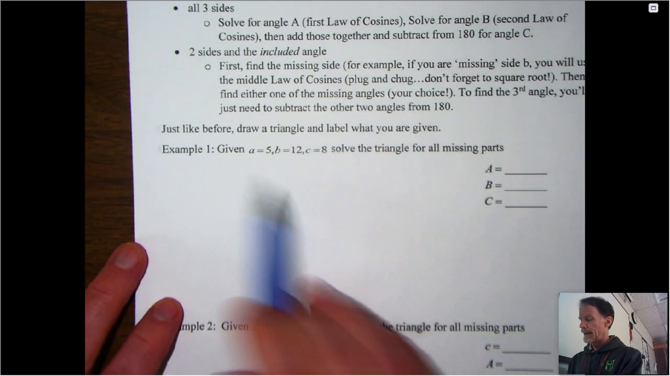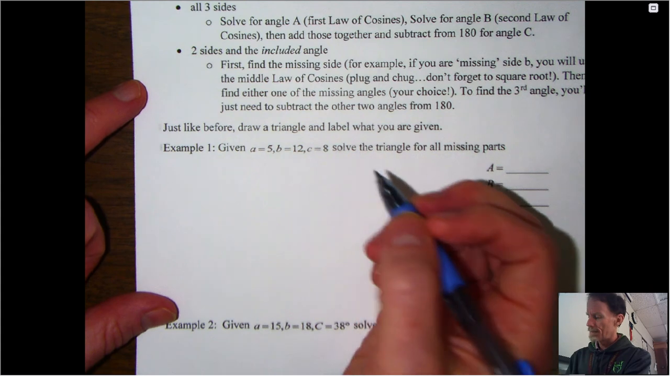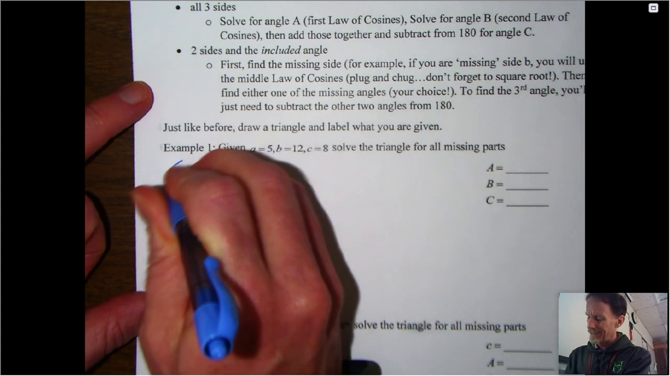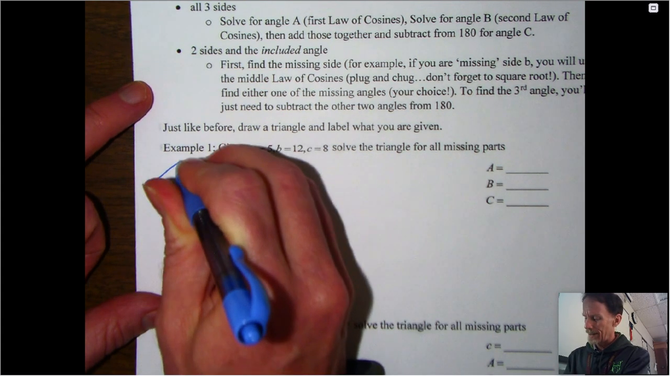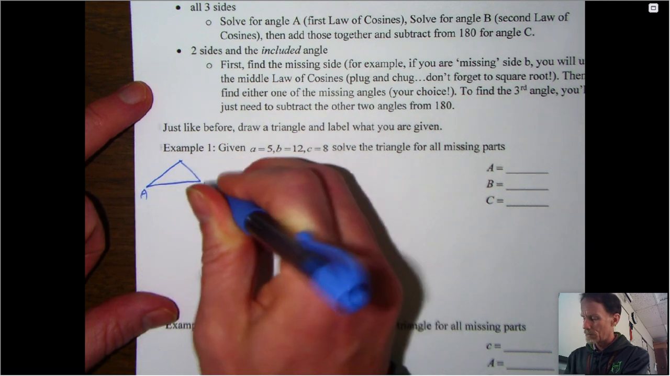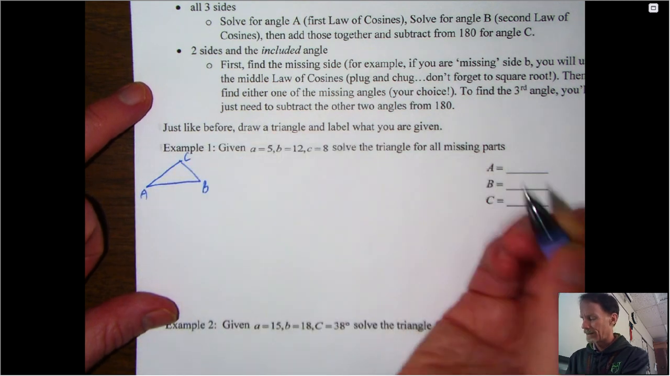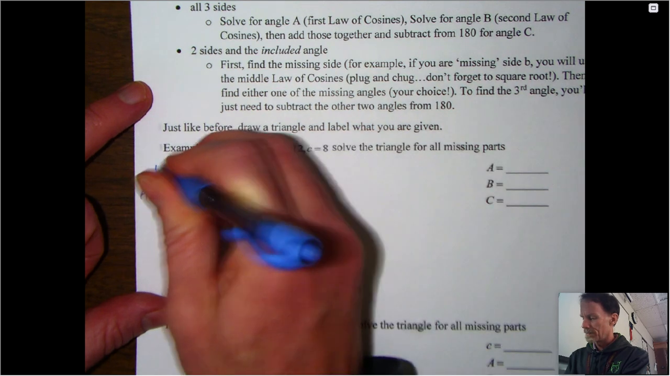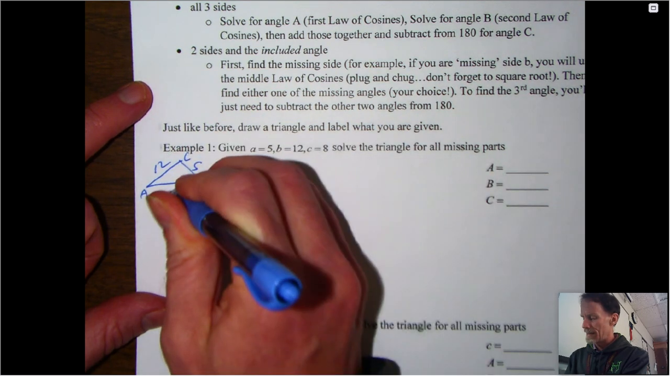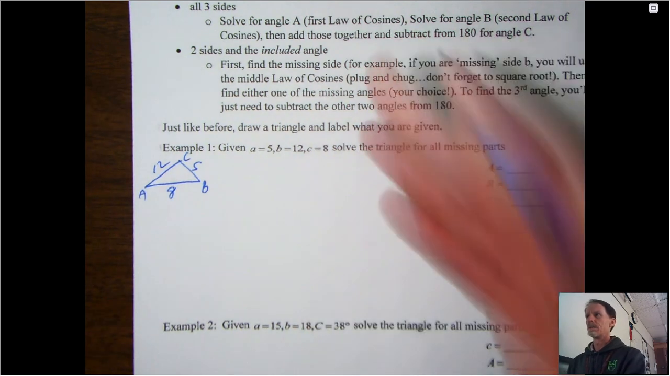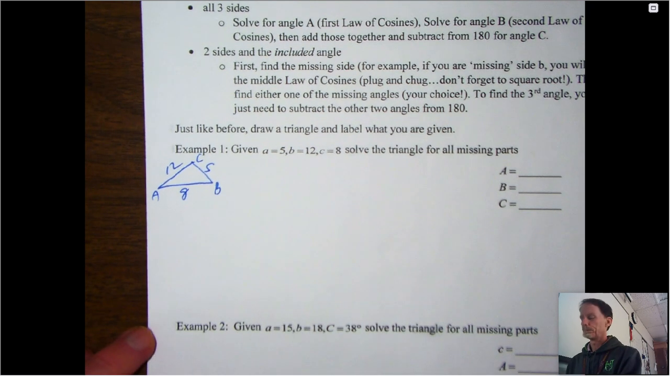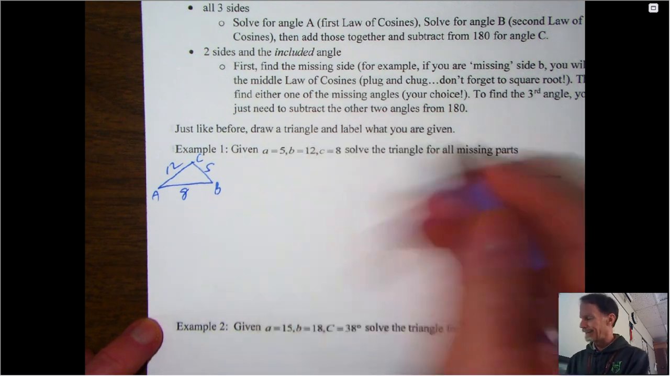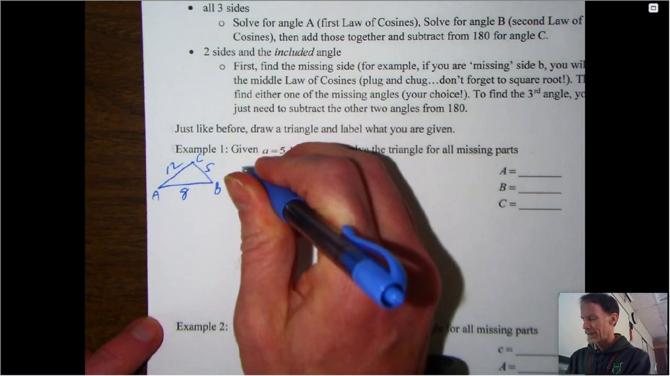Given a, b, and c of 5, 12, and 8, you don't have to draw a triangle, but I like drawing one just to give myself a visual of what's going on. It doesn't have to be accurate. So that's 5, there's 12, and 8. Remember, the a, b, and c sides are always opposite their corresponding angles. So the first thing I'm going to do is find angle A. You can find them in any order, but I like doing things alphabetically.